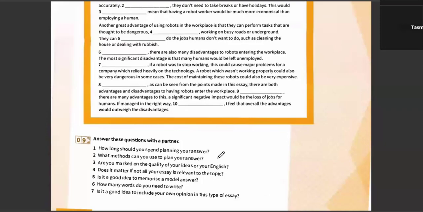Very good. Number five, is it a good idea to memorize a model answer? No, it's a really bad idea to memorize a model answer. Right. Very good. Number six, how many words do you need to write? At least 250 words. Very good. Last one, is it a good idea to include your own opinion in this type of essay? Yes, it is a must. I have to include my own opinion in this type of essay.